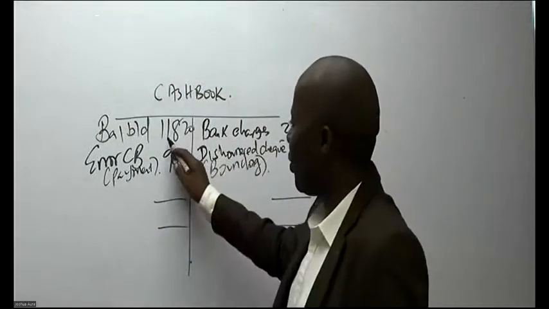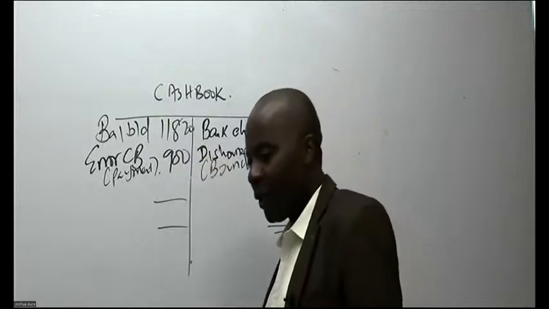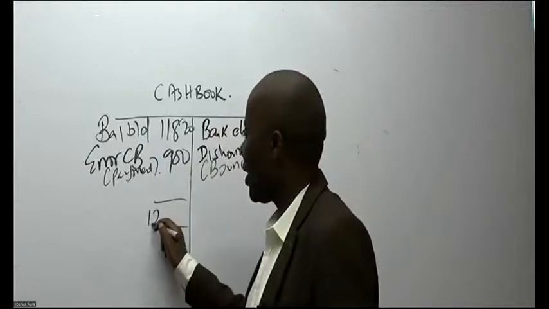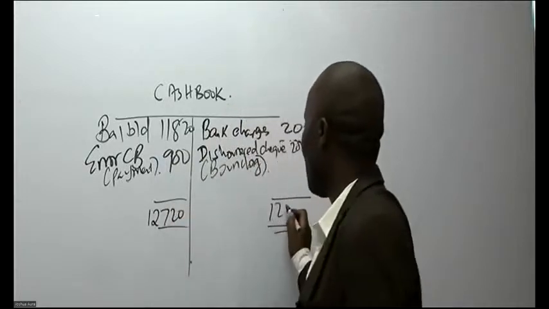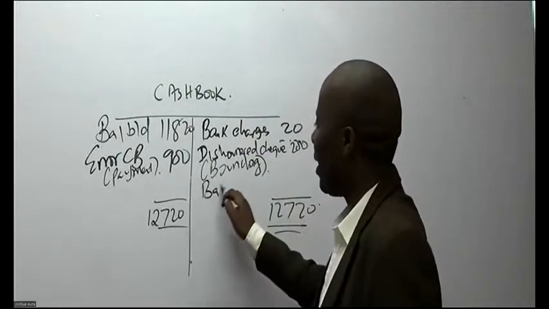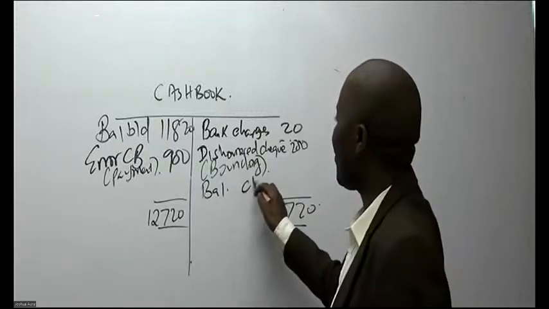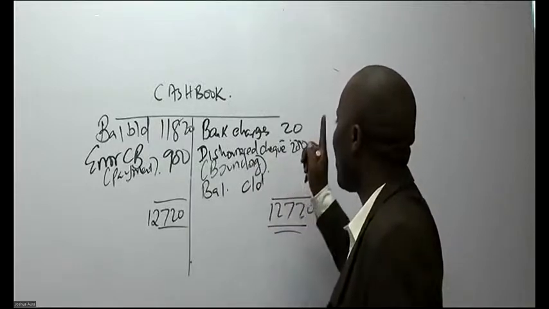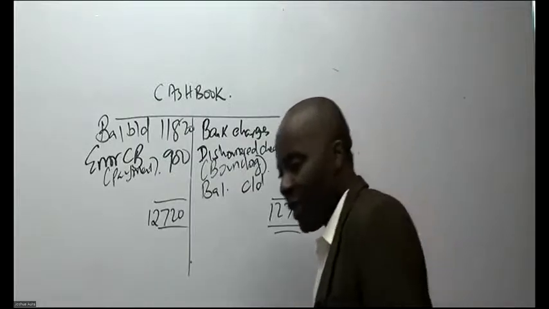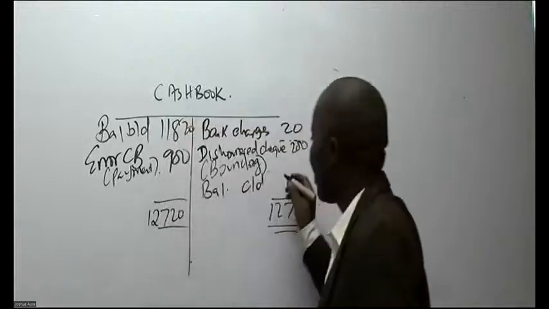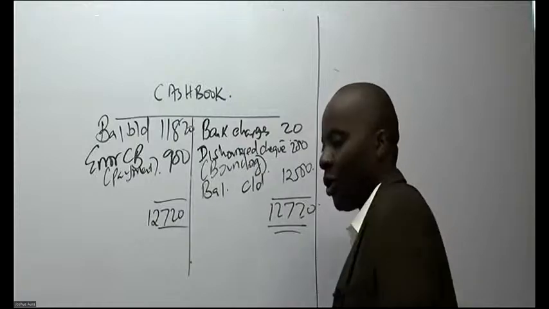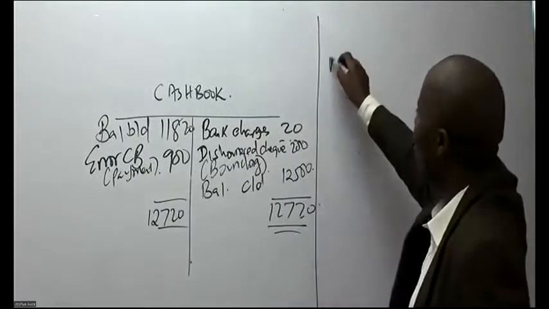Must be this side. So you take 11,820 plus 900. What are we getting? 12,720. So this has to be 12,720. Now, if this side is heavier, it means that the balancing figure, the balance carried down, will be 12,720 minus 200 minus 20, which gives me how much? 12,500. Ladies and gentlemen, after that, now go ahead and give us what we call a bank reconciliation statement.